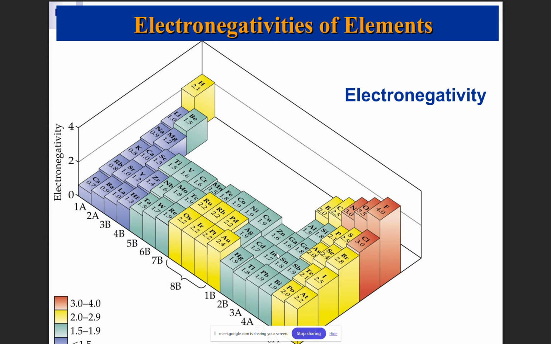Any questions so far? We'll continue from where we stopped next class. So please note this color pattern. Those with orange, that's from 3 to 4. Those with yellow, that's 2 to 2.9. Those with this light green, that's 0.5 to 1.9. And those with this kind of purple color, less than 1.5.